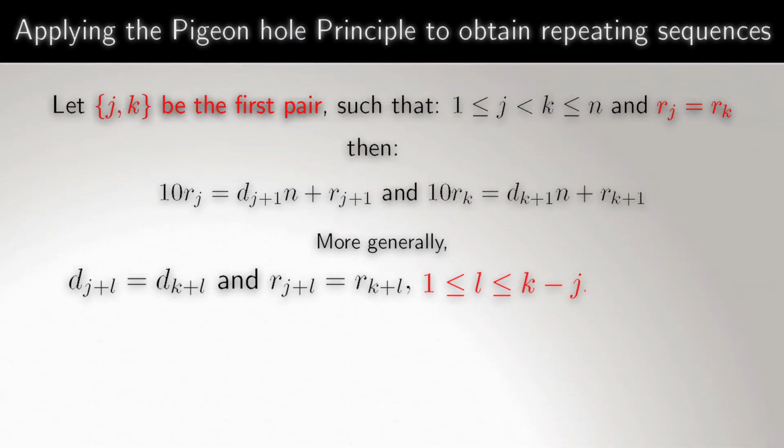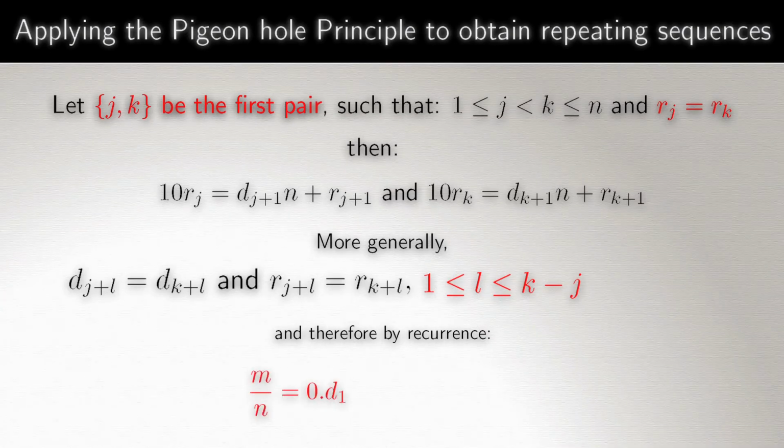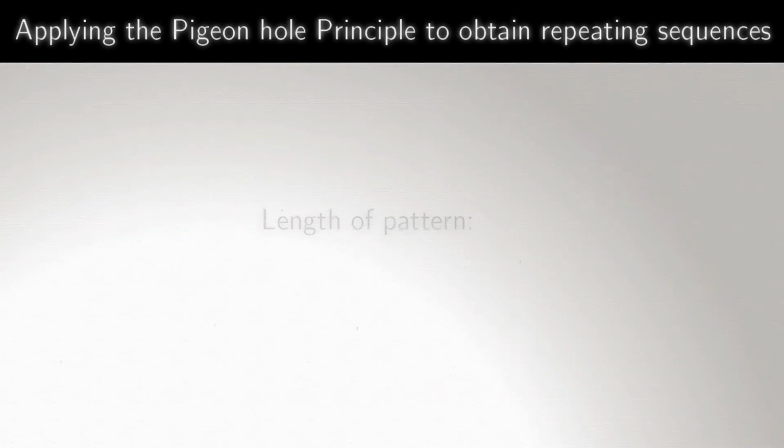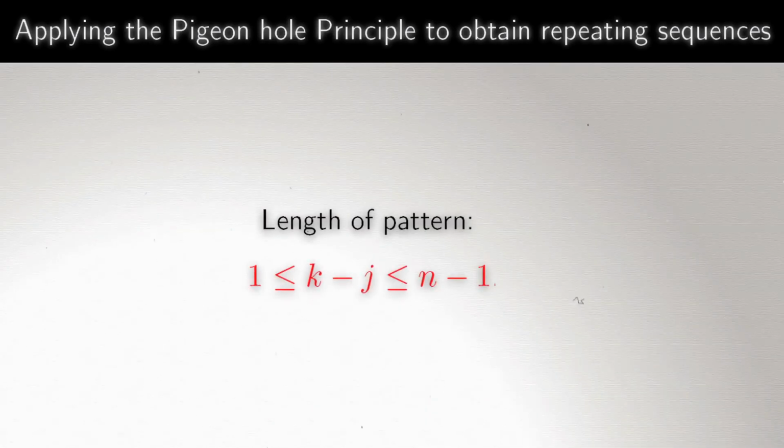So by this argument of recurrence, we can say now that the rational number m over n is just 0.d1, d2 up to dj, and then from dj, where the two remainders rj and rk are equal, from that point on we will have the repeating pattern, which is dj plus 1 up to dk. And the length of this pattern is precisely k minus j. And this k minus j is exactly between 1 and n minus 1.